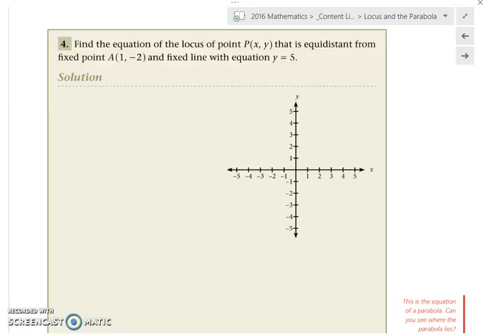All right, this one, number 4, we're going to find the equation of the locus of the point P that is equidistant from fixed point A, which is at (1, -2), and fixed line with equation y = 5. So it's not 2 points. Which one? Equidistant? Yeah, equal distance.